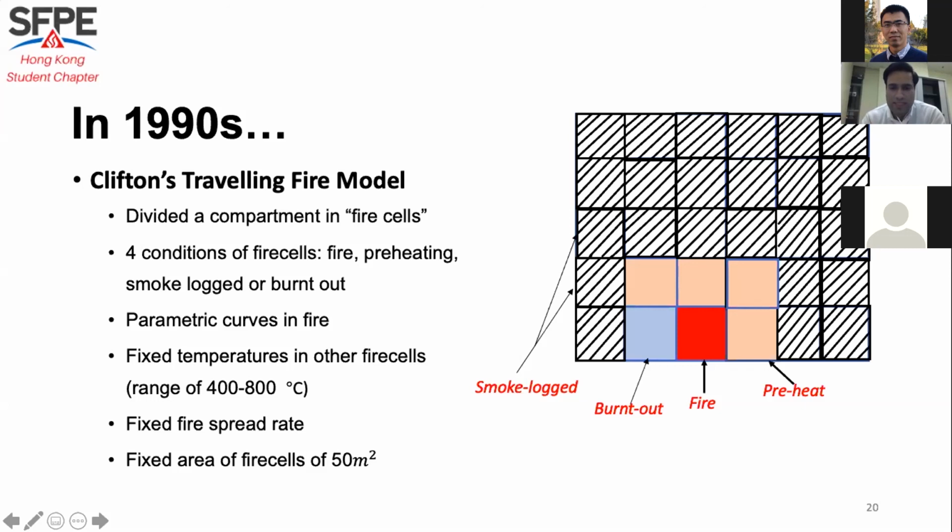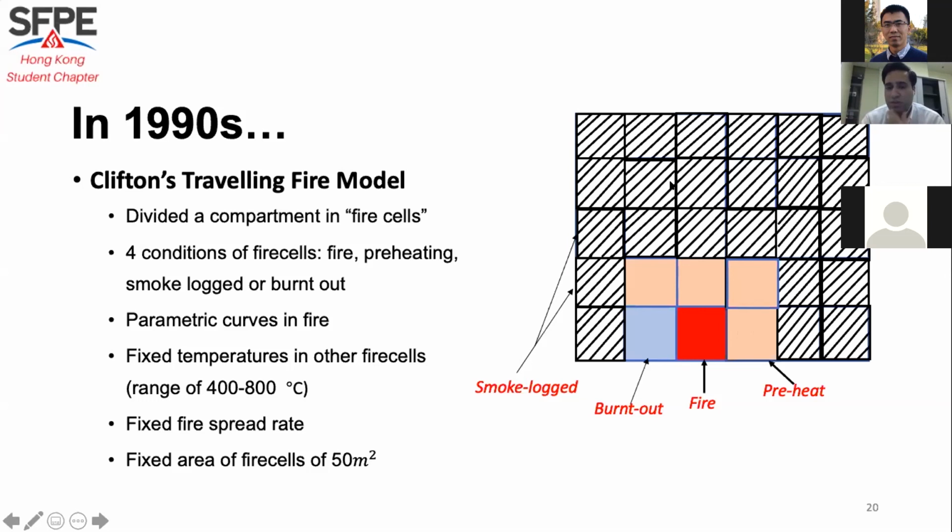For the flaming phase region, he suggests using the parametric curves. For the preheat region and other regions, he suggested fixed temperatures. For example, for the smoke region, he gives 400 degrees Celsius, so within the range of 400 to 800, he suggested using that. And the flaming phase moves with some constant speed, like 1 meter per second or half a meter per second, based on some experiments. He suggested some values that you can use for different fire scenarios.